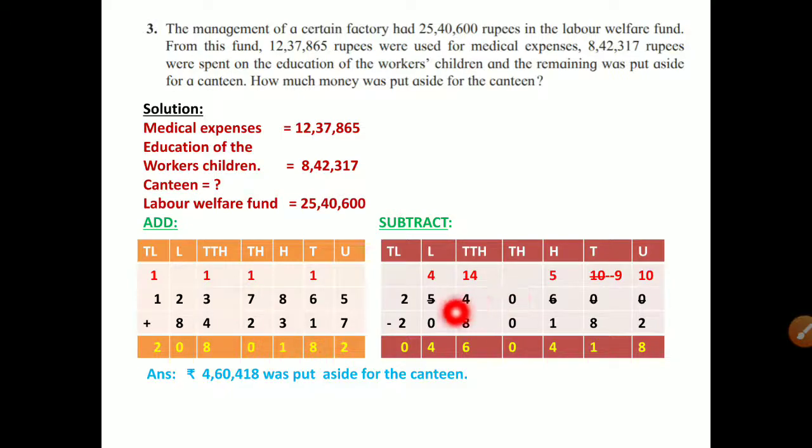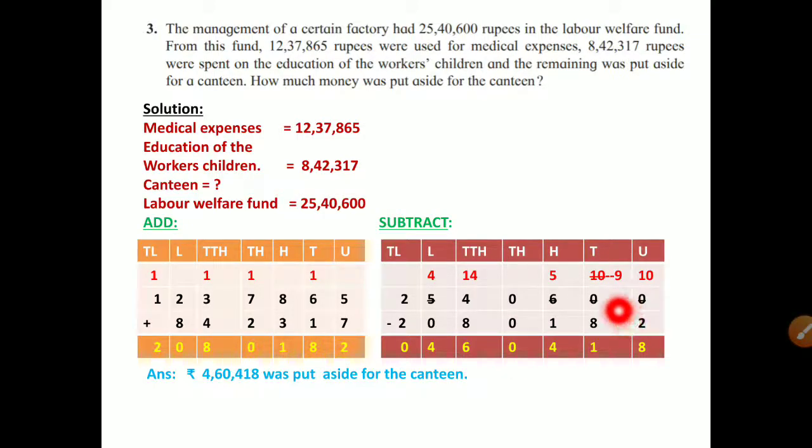This is the total of medical expenses and education of workers' children. Now, in the second box, first we will write the total amount of labor welfare fund, that is 25,40,600, and then we will subtract 20,80,182, the total of medical expense and education of workers' children. When we subtract this number, we will get the amount of canteen.